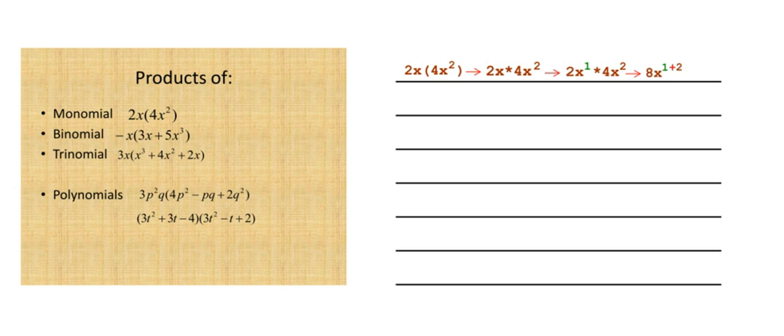So 2 times 4 gives us 8. And notice, as we multiply the same bases, in other words the x's, the exponents add. So we have 1 plus 2. So we have 8 times x to the power of 1 plus 2. And let's add them. So that gives us 3. So we have 8x to the third. It's our final answer in this case.